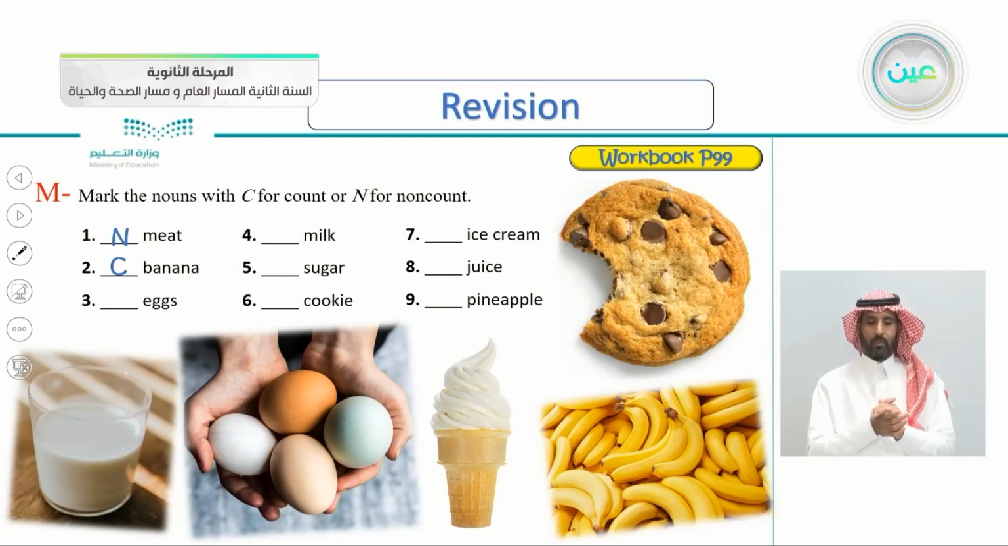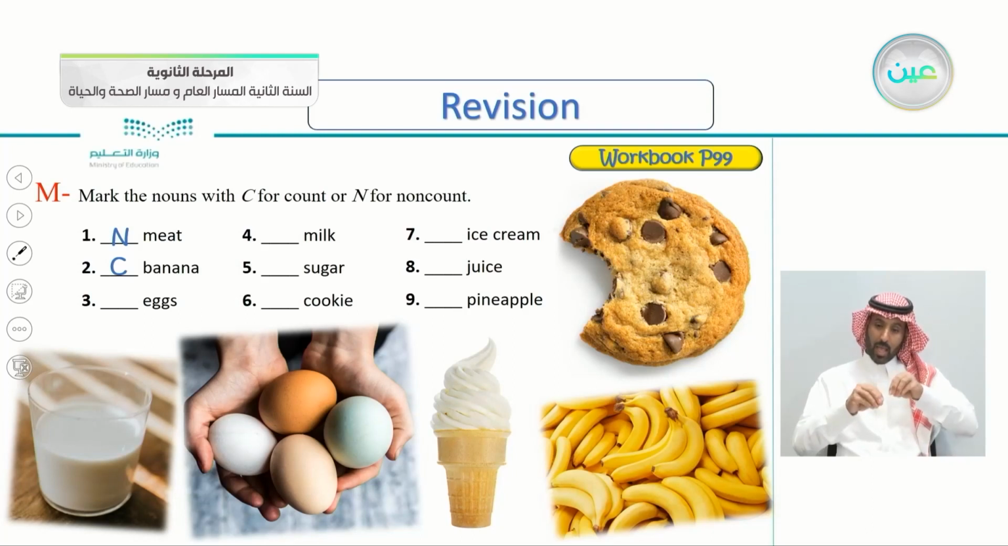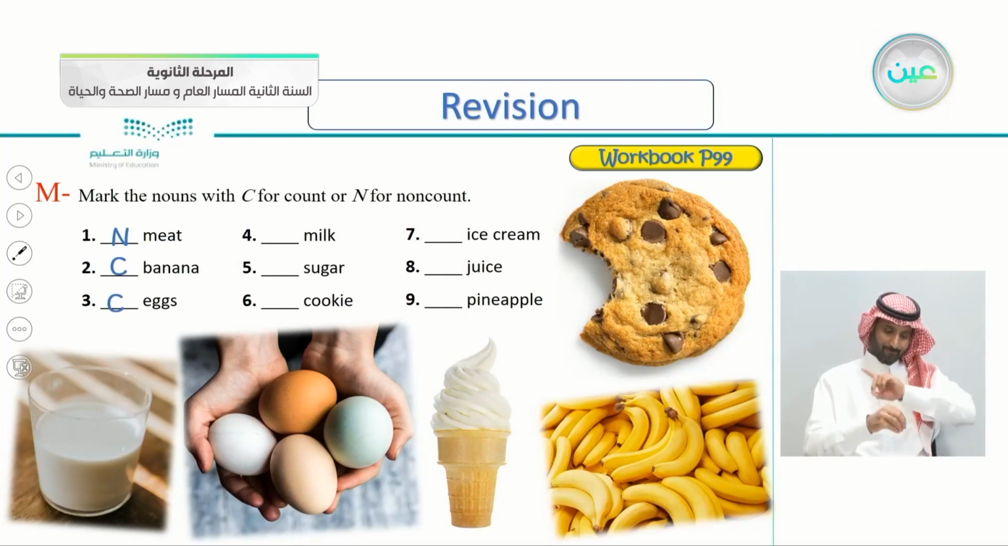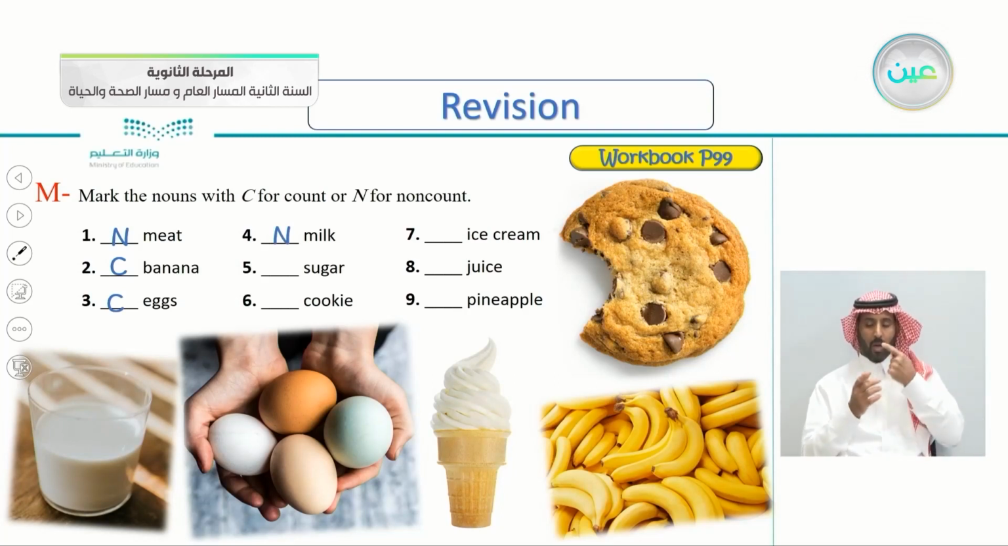What about eggs? Eggs, from the word itself, you can see the S here. Eggs, 1 egg, 2 eggs, or as in the picture here, 4 eggs. Number 5, milk. Do we say milks? Of course not. We say a glass of milk, 2 glasses of milk, and so on. But the milk itself, it's non-count.